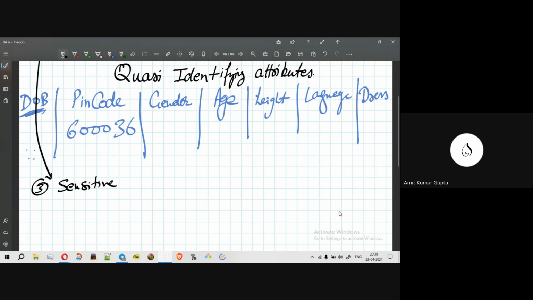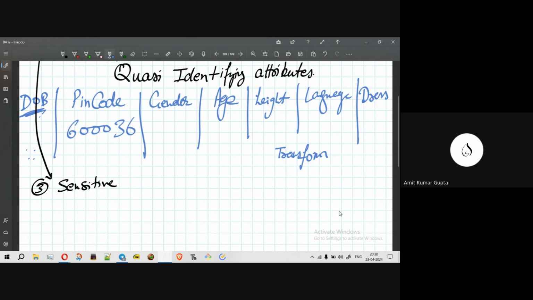There is one question. If I have these quasi-identifying attributes, then what should I do? Shall I release them in my data or not? The thing is, we can mask it, we can transform it. Sometimes we need to release this type of attribute. We need to release the date of birth.